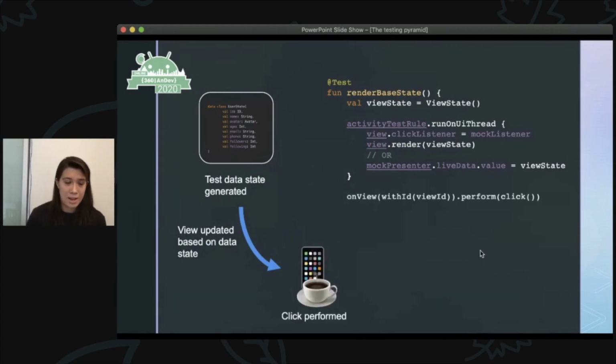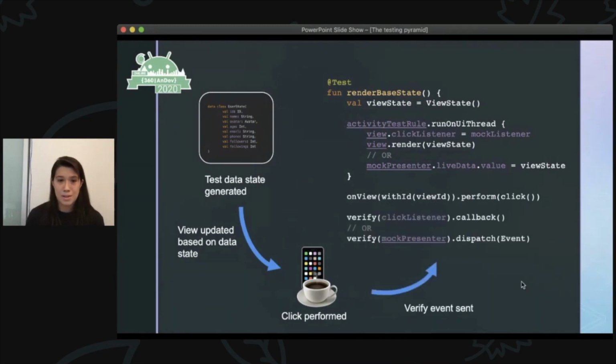And we perform a click, and then we check that the click was propagated correctly. So either through verifying that the click listener had its callback called, or the presenter had some event dispatched to it. And you can combine those two types of tests as well. If you would like to insert an assertion in here to check that the view exists before you click it, you can combine the previous test with the current one.